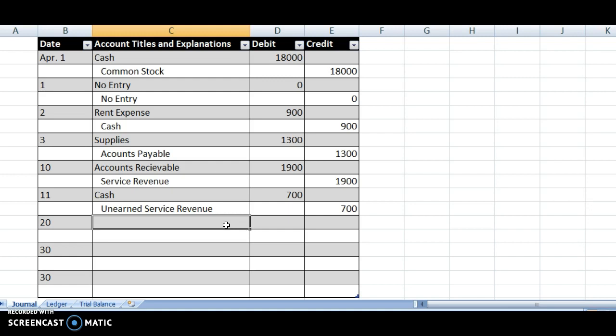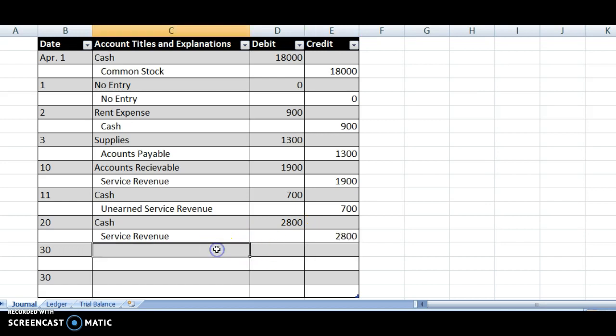On April 20th, they received $2,800 cash for service completed and delivered to S. Melvin. So since they received the cash, cash is going to be debited by $2,800. And then since we completed the service, it is going to be service revenue for $2,800.